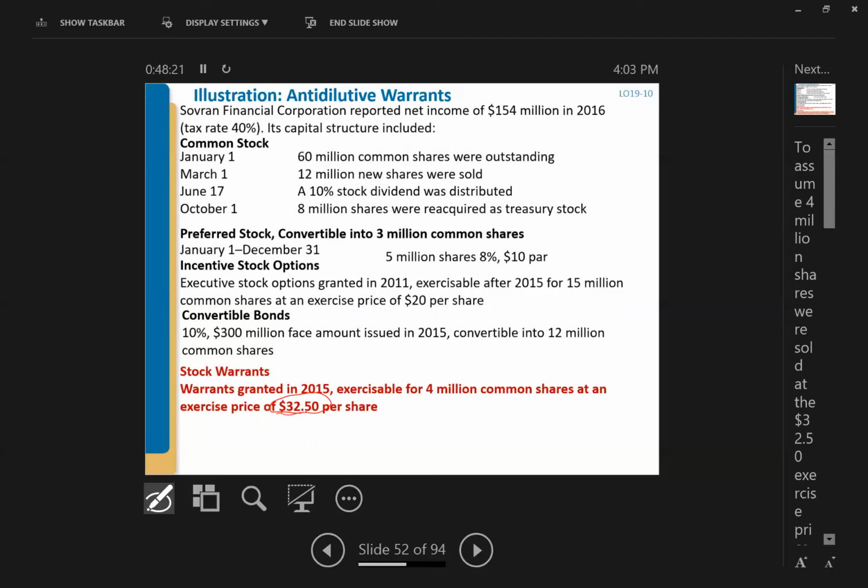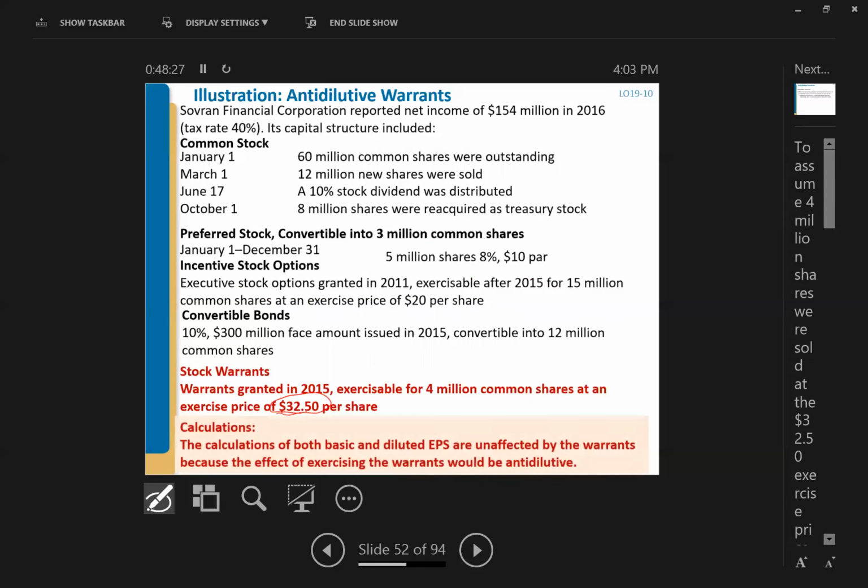Where's the average? Or wasn't it 25? I can't remember. All right. Calculation. Both basic and dilutive are unaffected by these warrants, because the effect of exercising the warrants would be anti-dilutive. Because this is higher. The $32 is higher than the average market price, which I don't see here any longer, but that's why.